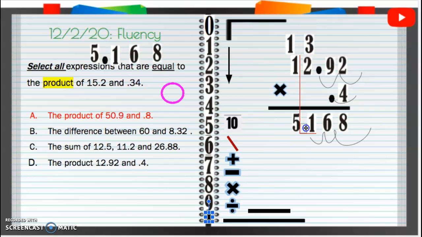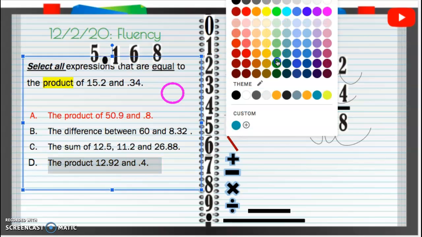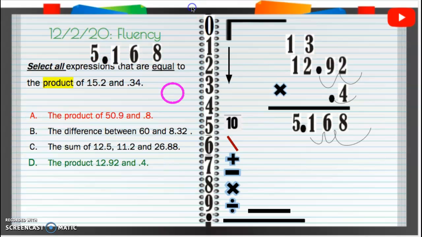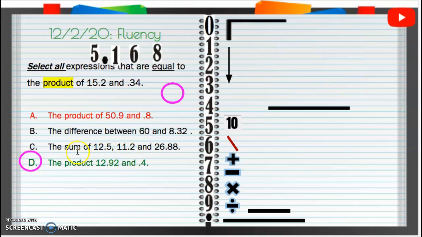So is that 5 and 168 thousandths equal to 5 and 168 thousandths? Yep, so that one's a go. But this says select all, so we need to select all of the ones that are equal. So we have to figure out B and C as well. All right, perfect. So let's go ahead and add, since it's probably the easier one of the two.